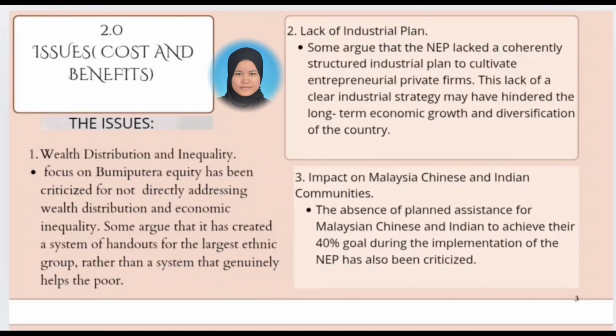The second is lack of industrial plan. Some argue that the NEP lacked a coherently structured industrial plan to cultivate entrepreneurial private firms. This lack of a clear industrial strategy may have hindered the long-term economic growth and diversification of the country. The last one is impact on Malaysian Chinese and Indian communities. The absence of planned assistance for Malaysian Chinese and Indians to achieve their 40% goal during the implementation of the NEP has also been criticized.